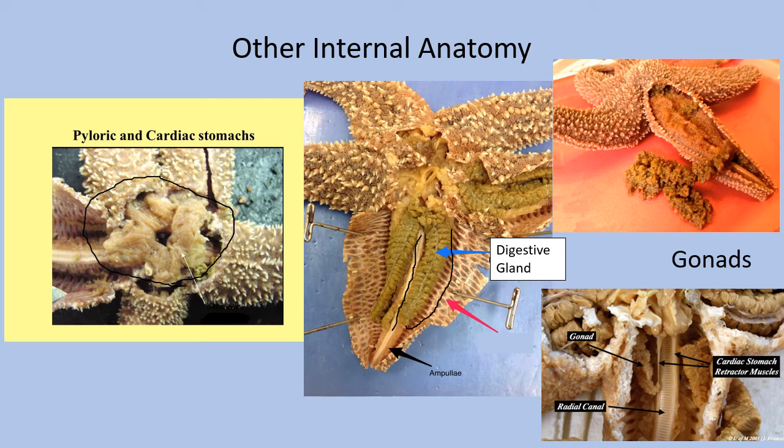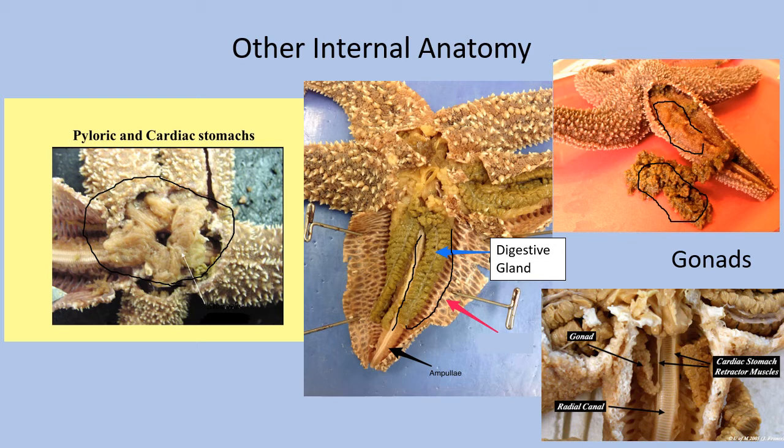Underneath the digestive glands, so in this picture on the right here, you can see the digestive glands have been removed. You'll see this other tissue that looks usually pinkish and granular, and those are the gonads of the sea star, so they're reproductive structures. That would be where their eggs or their sperm would be produced.